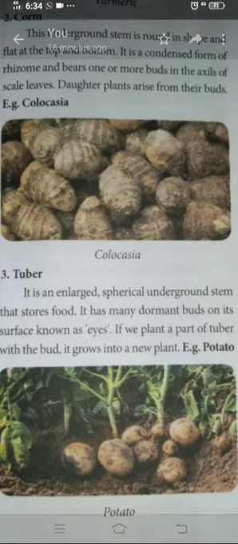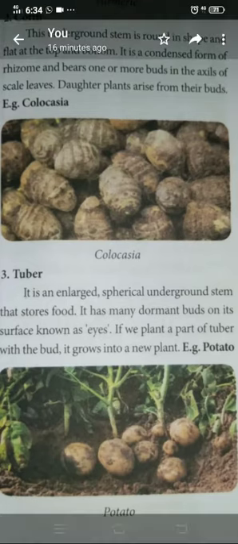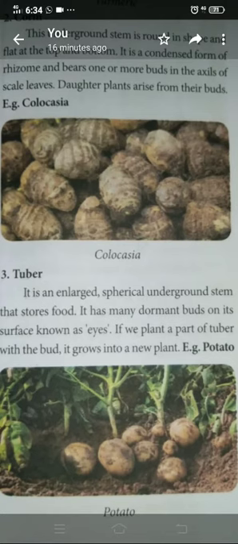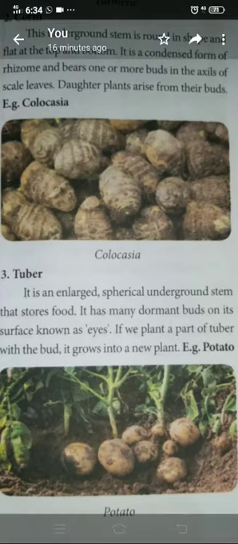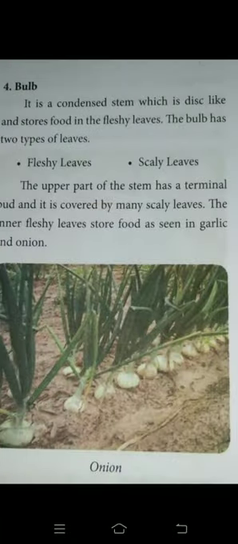The next one is a tuber. You see the tuber here. Potato is the example for that. Here it is an enlarged spherical underground stem. It has eyes, which means buds develop from this eye part onwards. Example is a potato.